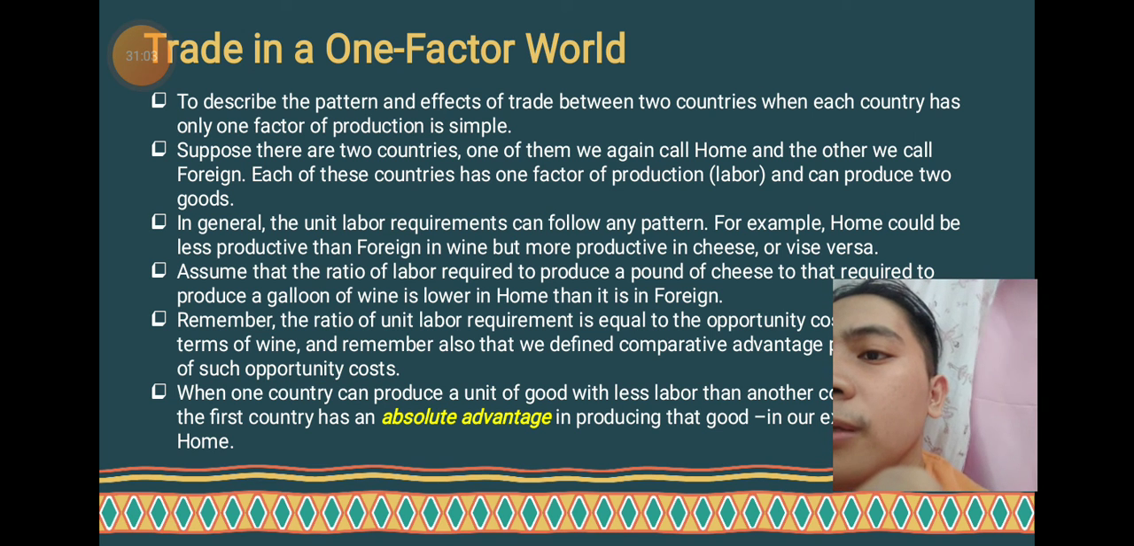In general, unit labor requirements can follow any pattern. For example, home could be less productive than foreign in one good, but more productive in cheese, or vice versa. Assume that the ratio of labor required to produce one good is different from that required to produce the other.